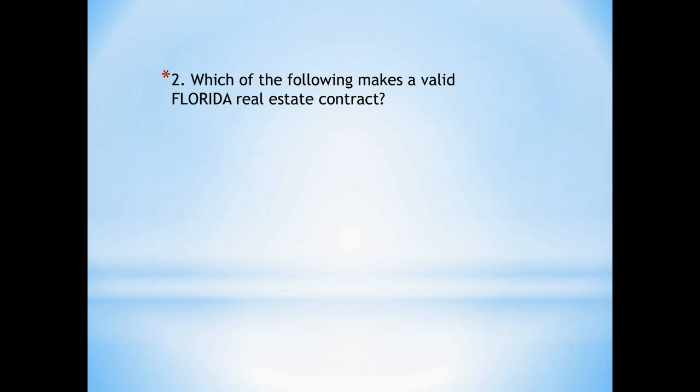Next, which of the following makes a valid Florida real estate contract? So the first answer is 1, it must be in writing. 2, it must be signed by one party to it. 3, witnesses are required. And number 4, it's 1 and 2.